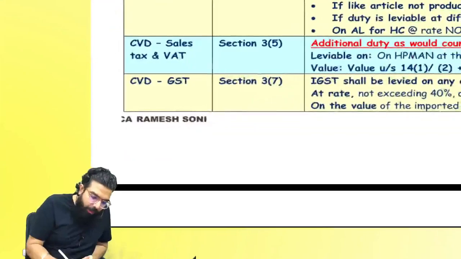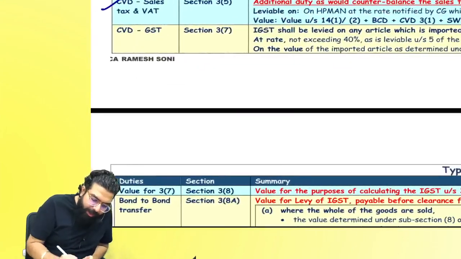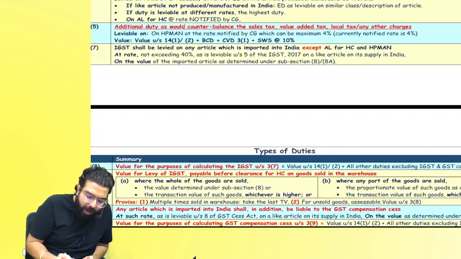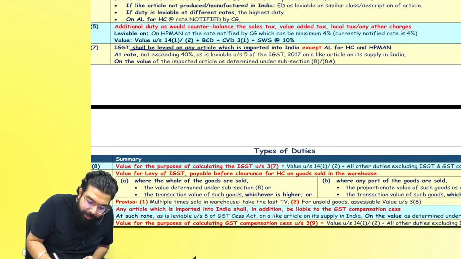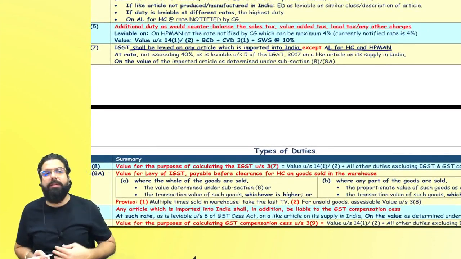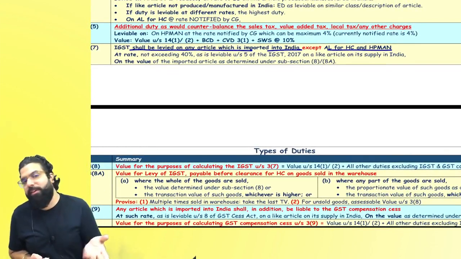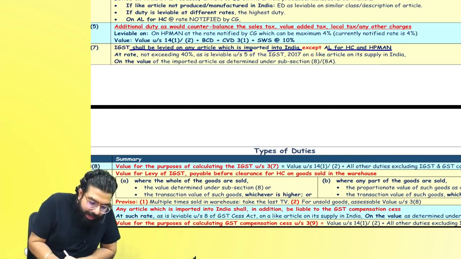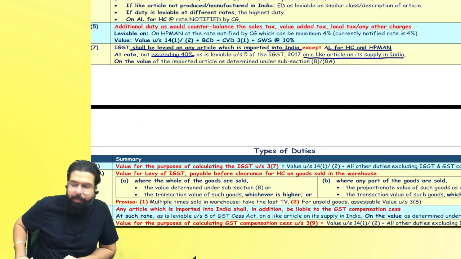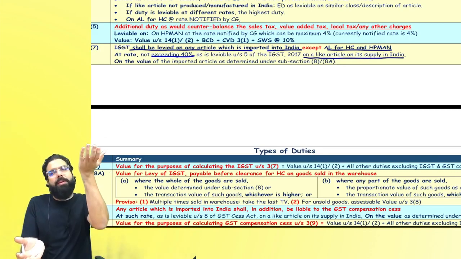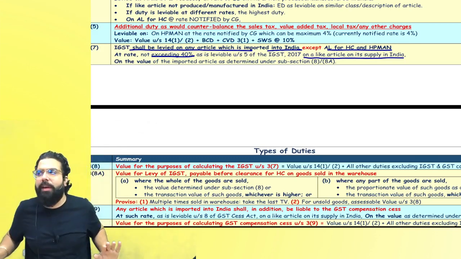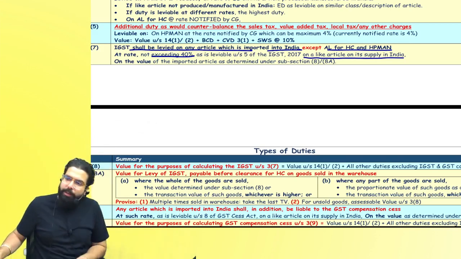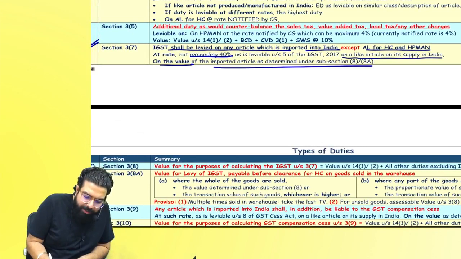Now I have gone ahead and told about 37 over here. 37 means IGST shall be levied on any article imported into India except alcoholic liquor for human consumption and HP man, because on that GST is also not there. So in section 37 IGST also will not come. Then at the rate not exceeding 40% on a like article on its supply in India. If the like article in India pays 18% IGST, imports also pay IGST under 37 at the rate of 18%, charged on the value which is determined under section 38 or section 38A.